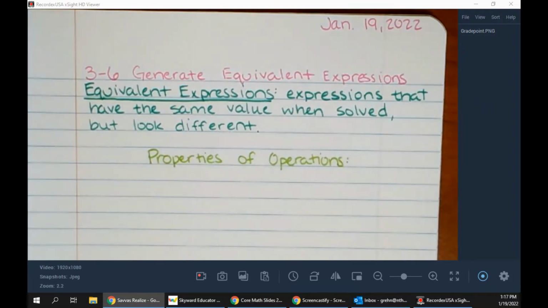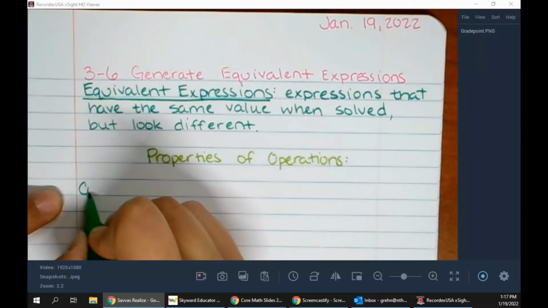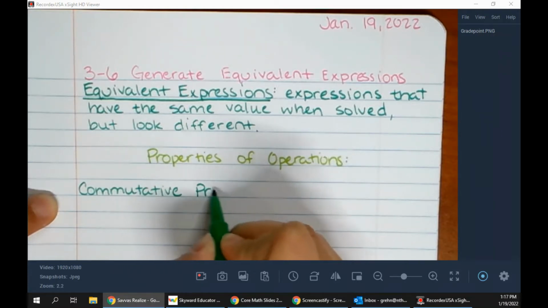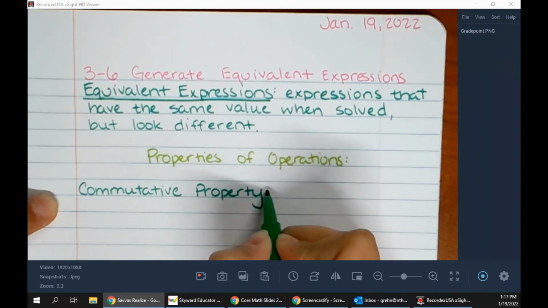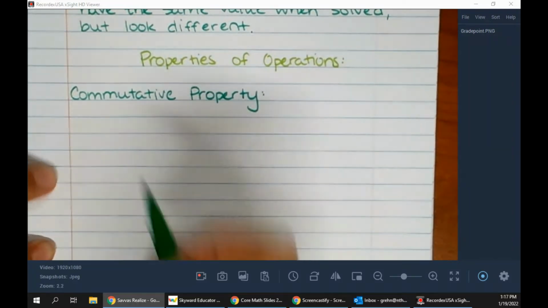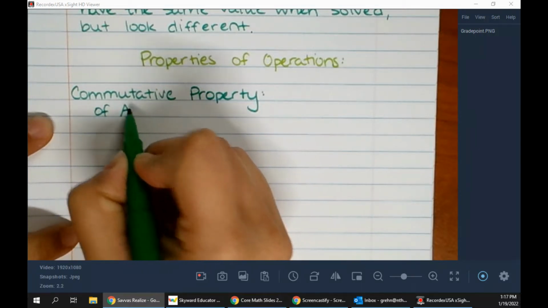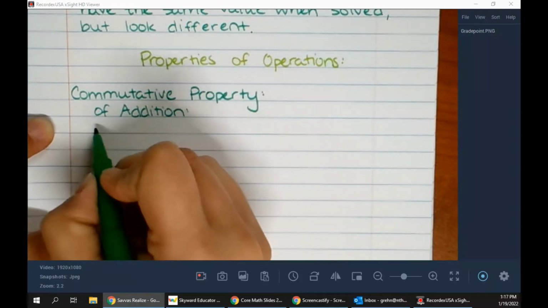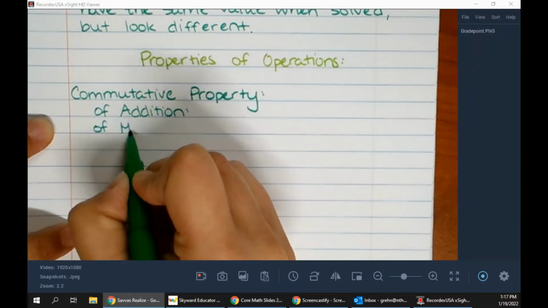And these properties are going to help us quite a bit when we're doing things like solving equations because they allow us to manipulate the expression or equation to kind of do what we want. So the first property is called the commutative property. And there's the commutative property of addition, and there's the commutative property of multiplication. So these two properties do not work with subtraction or division.